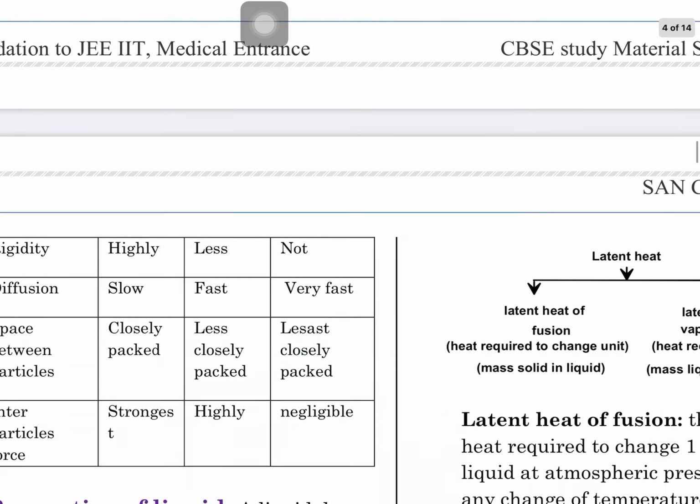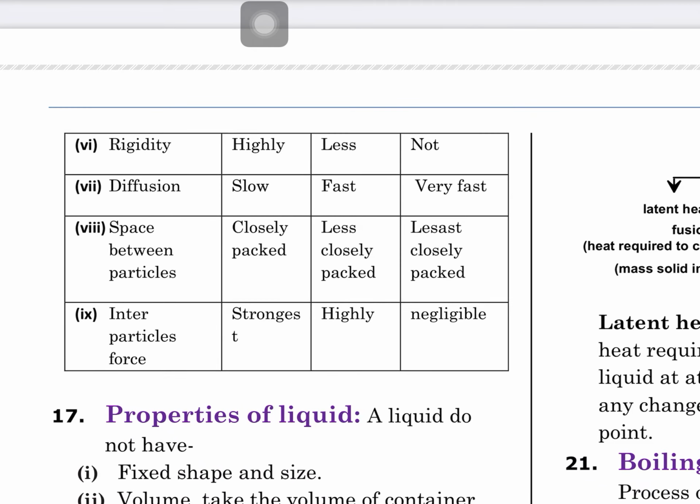Next is rigidity: highly, less, and not. What do you understand by the term rigidity? Rigidity means rigidness, how strong, how rigid something is. The solid is highly rigid, the liquid is less rigid, and the gas is not rigid. You can understand rigidity here. If you take a solid object and you try to push its upper surface, the lower one stays rigid. It is not taking the shape of others and not changing its shape. This is called rigidity.